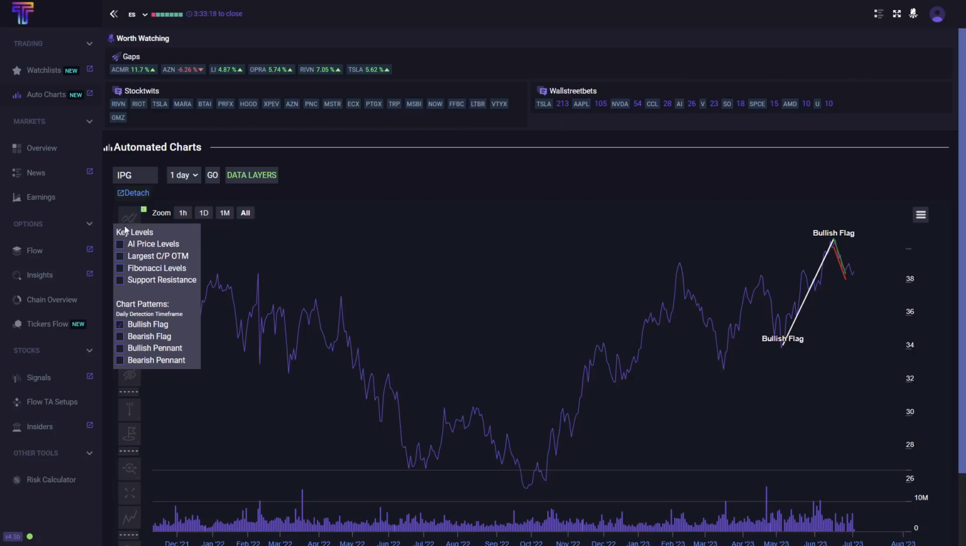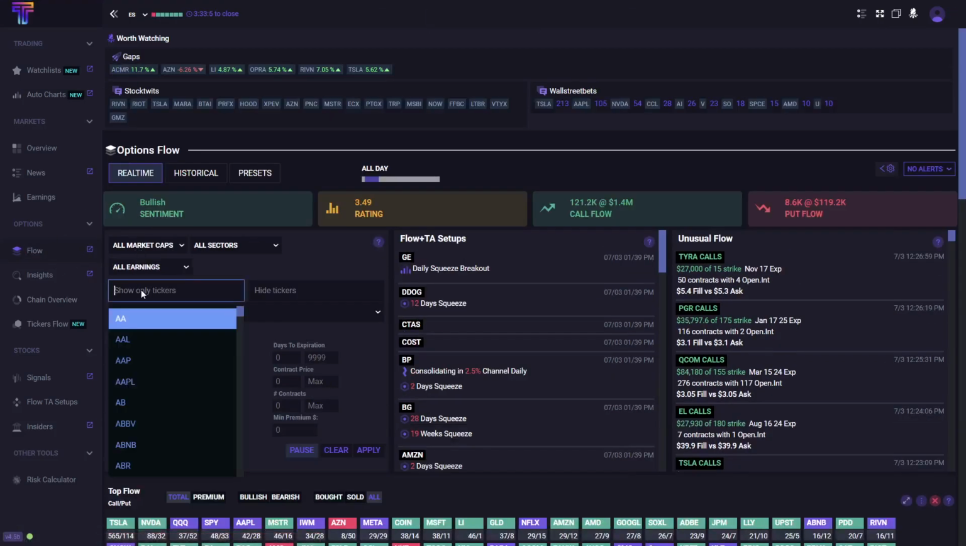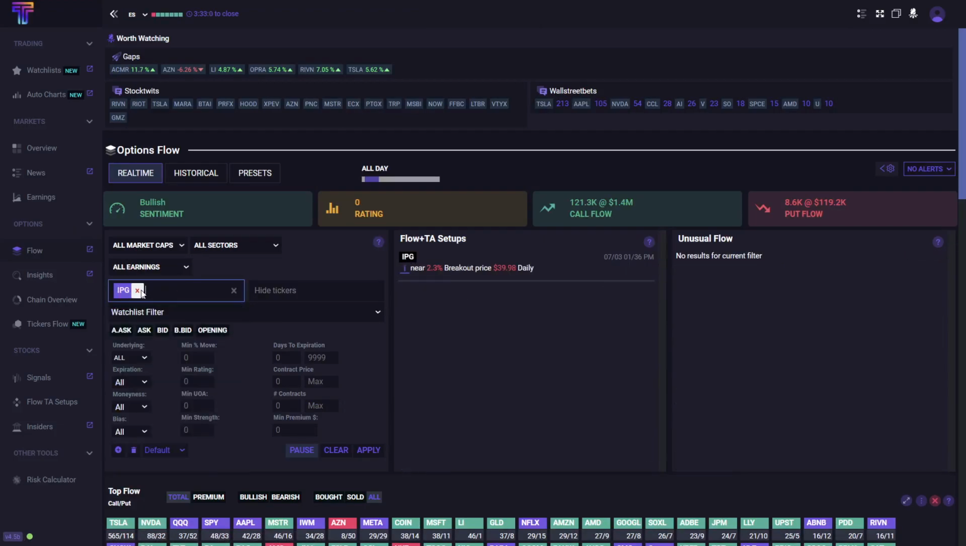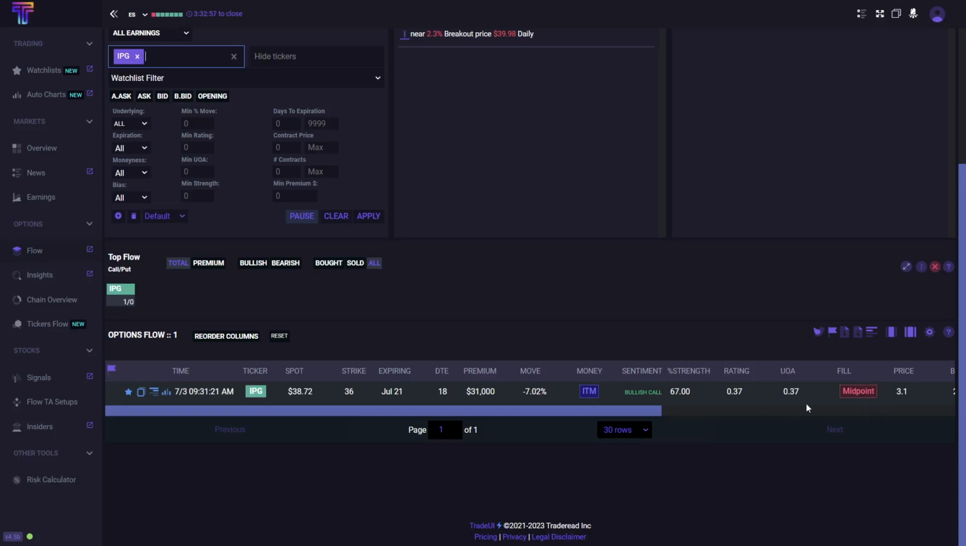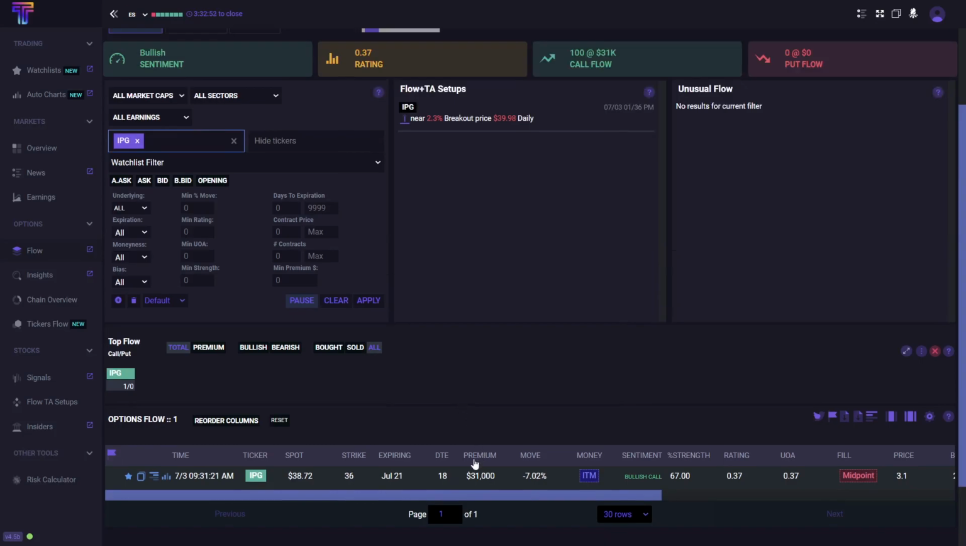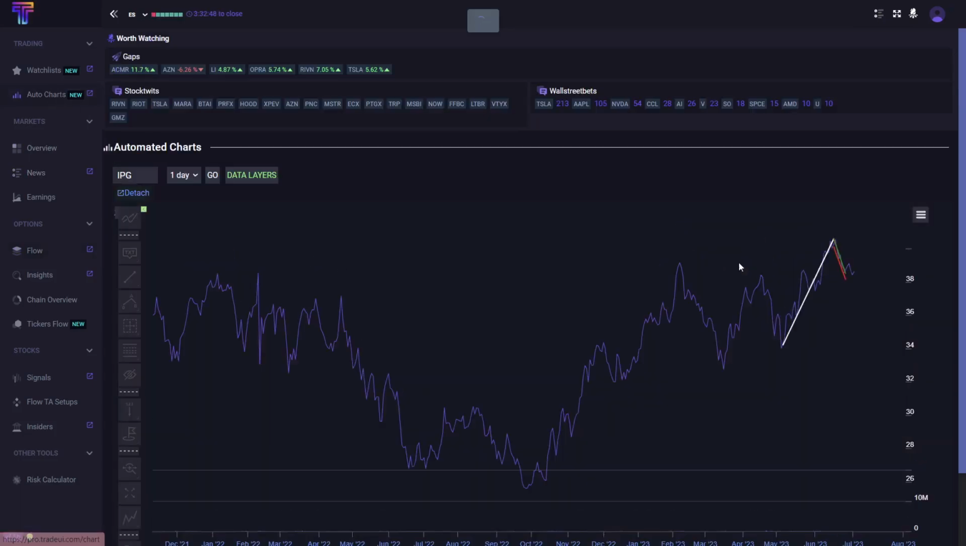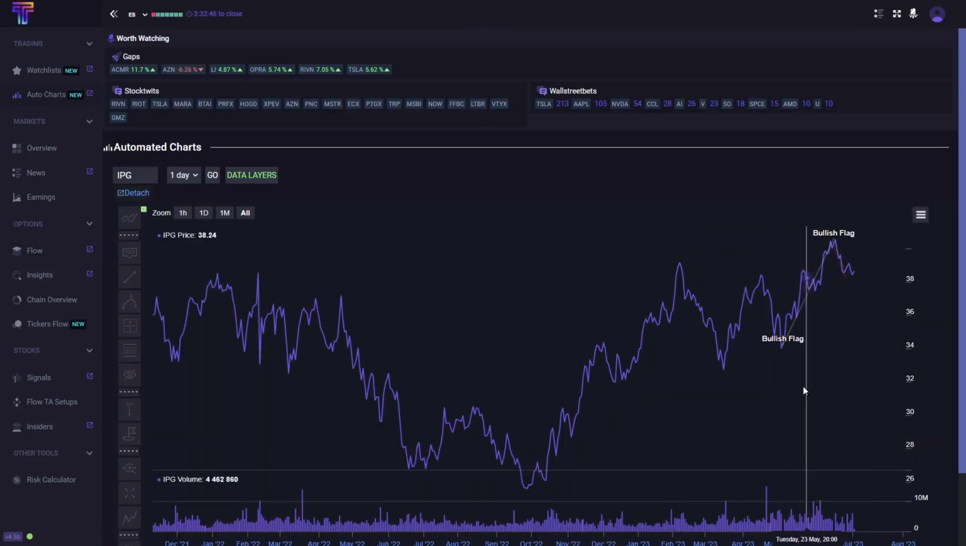If you want to, we can reference it with any option activity. Let's see if there's any large option activity that's outside the money. Currently there's not. But if we go to option flow, we can type in IPG, not UPG, IPG. And it looks like we actually had an option contract that's in the money, 436, expiring in 18 days. Now, this is a little more conservative because it is in the money. However, it is still option activity after a breakout of a bullish flag. So this overall looks bullish for a continuation upward.